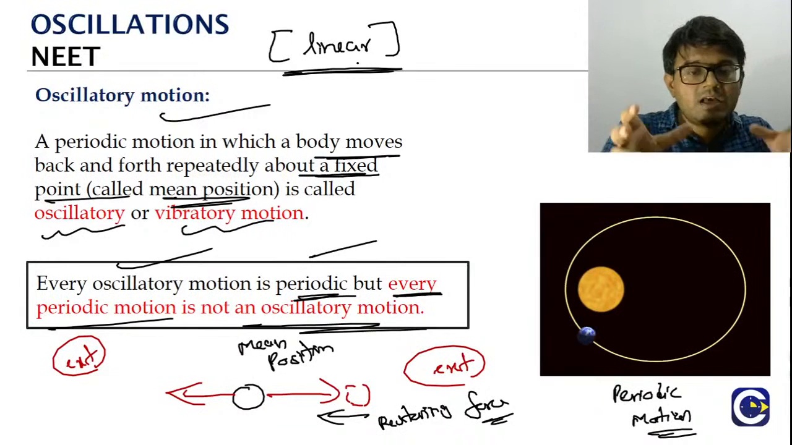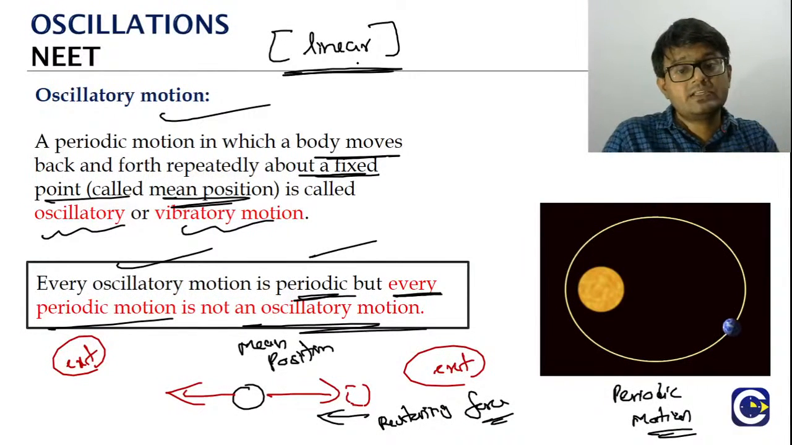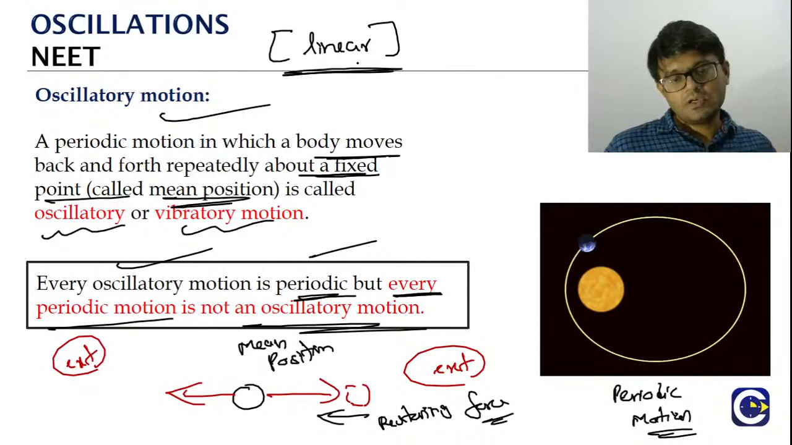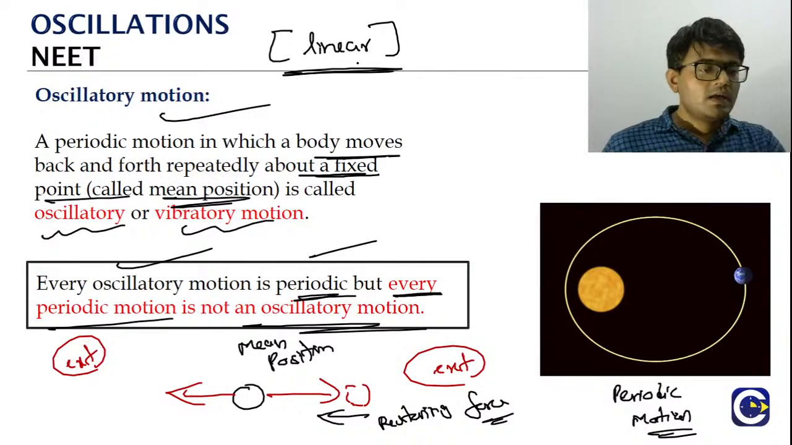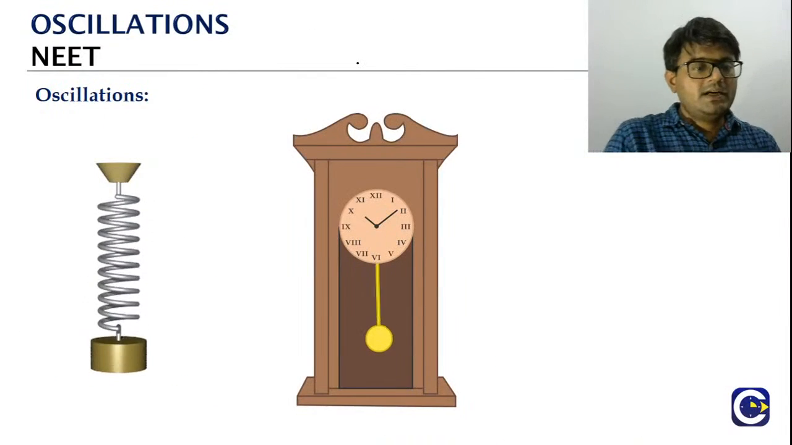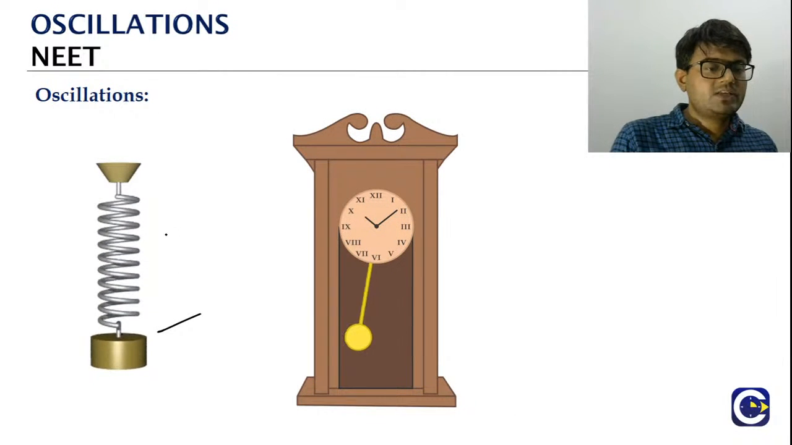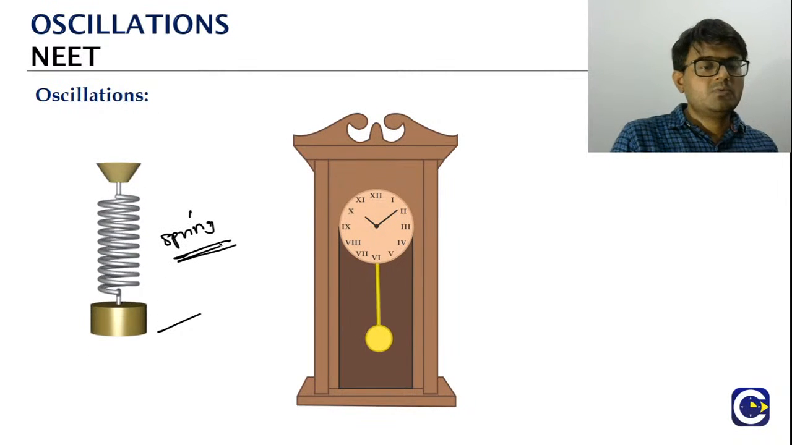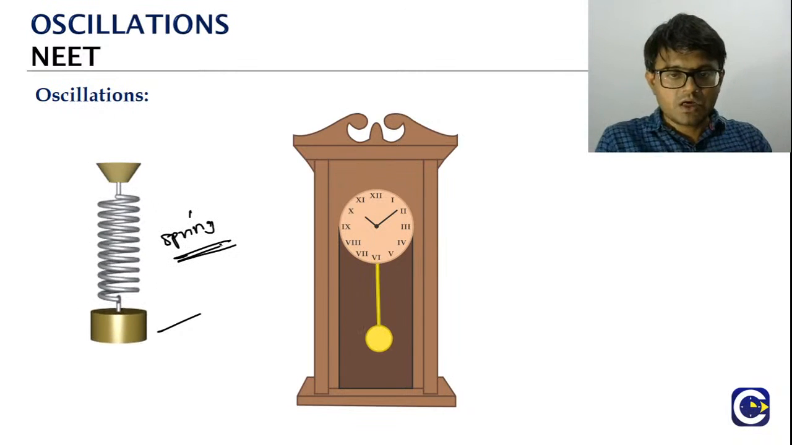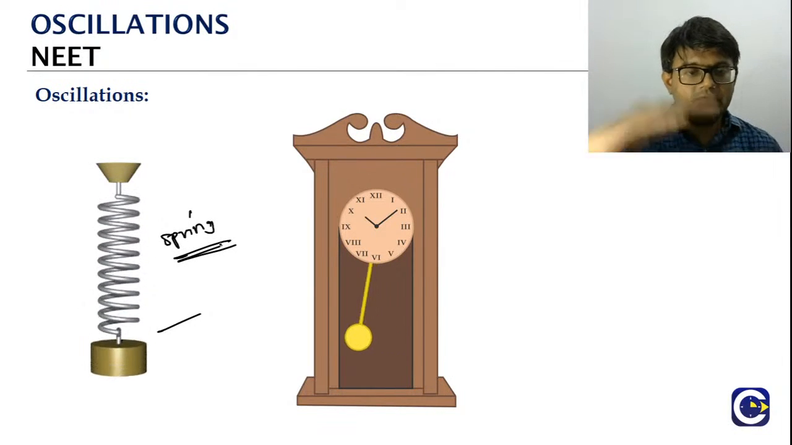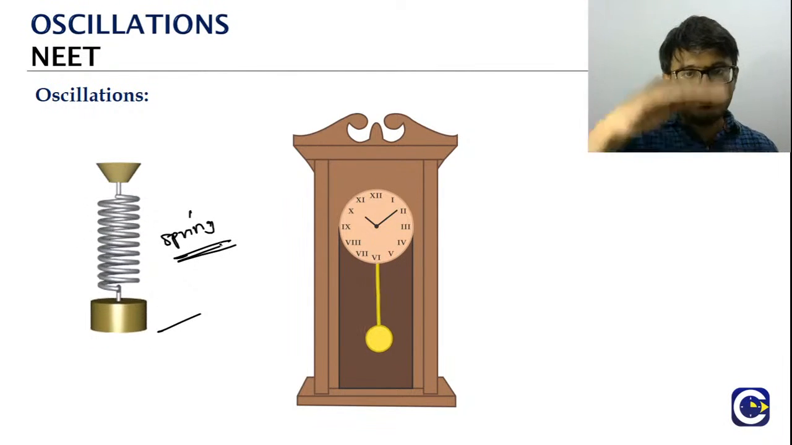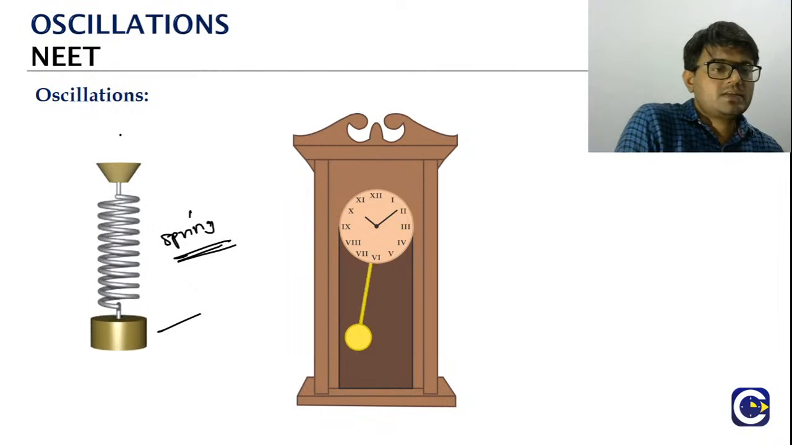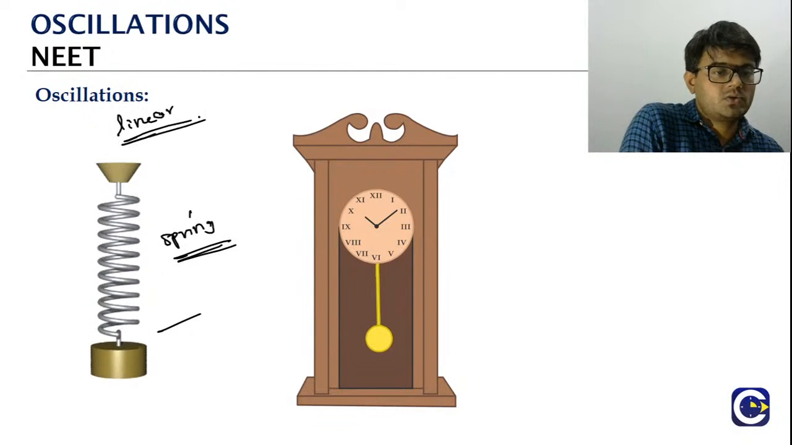So for oscillations, the required condition is what? We must have a restoring force. Without a restoring force, we will not have oscillations. We are talking about linear oscillations. For example, take a mass which is attached to a spring. If you just pull the mass down and release, we will see the vertical oscillations. It will go up and then come down. This is what we call linear oscillations.